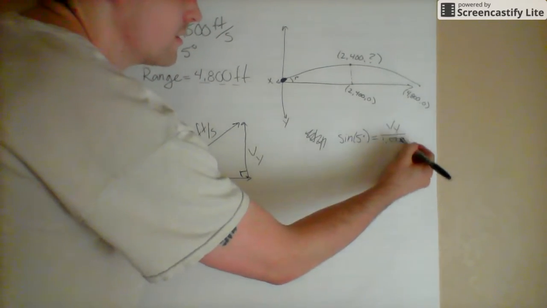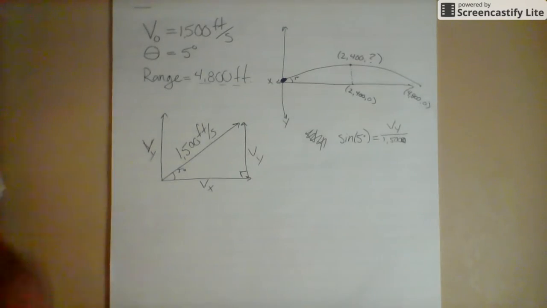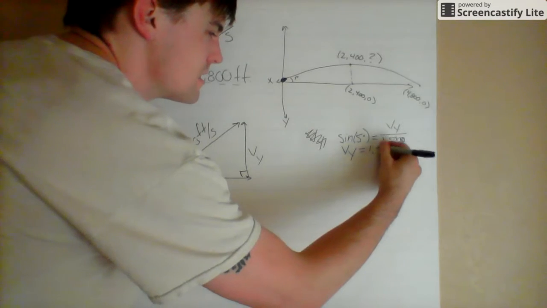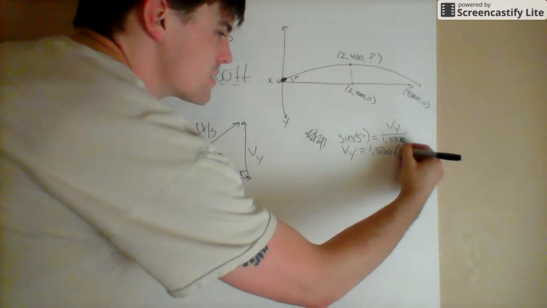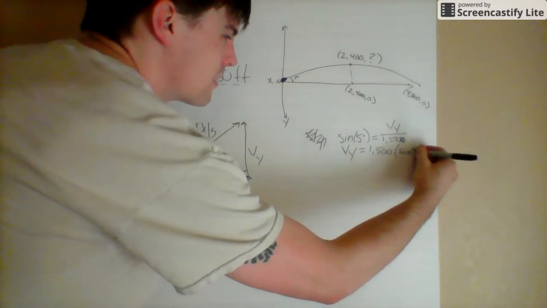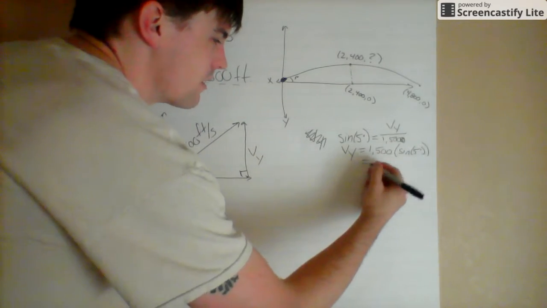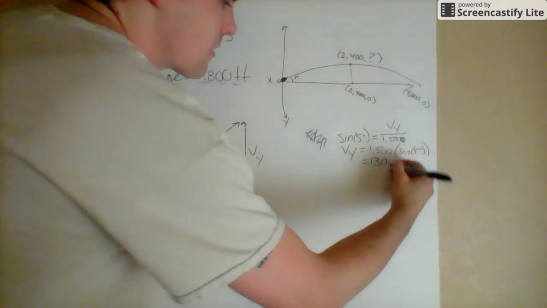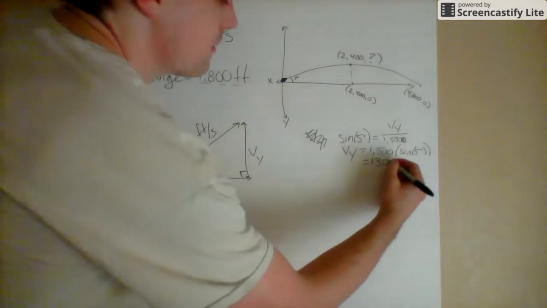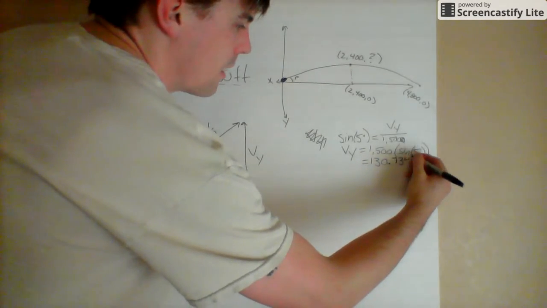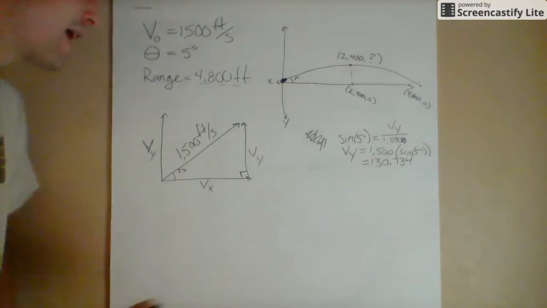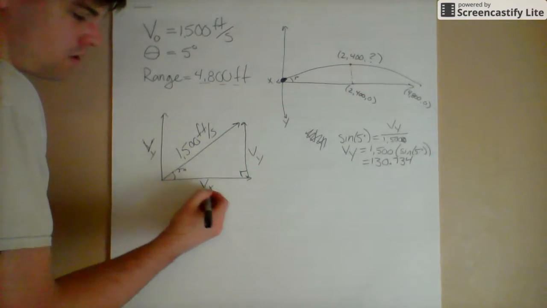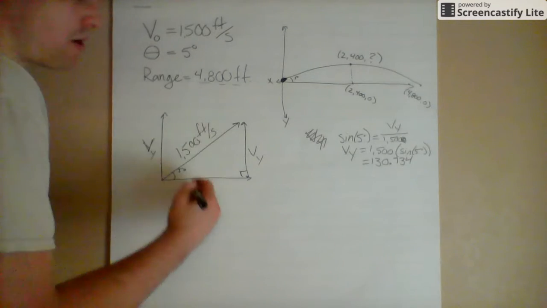Sorry, 1,500. And if I solve for Vy, I'm going to find that the velocity in the y direction is equivalent to 1,500 times the sine of 5 degrees, which, using a calculator, comes to 130.734. We'll talk about what that means in a moment, but let's go back and look at the cosine. Cosine because we now want the adjacent side over the hypotenuse.